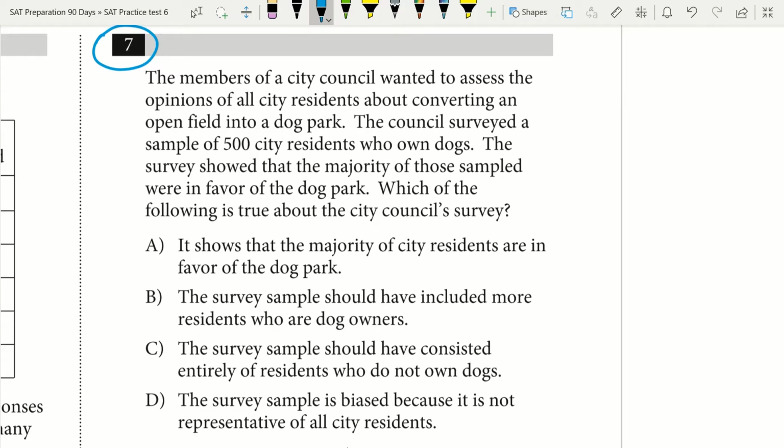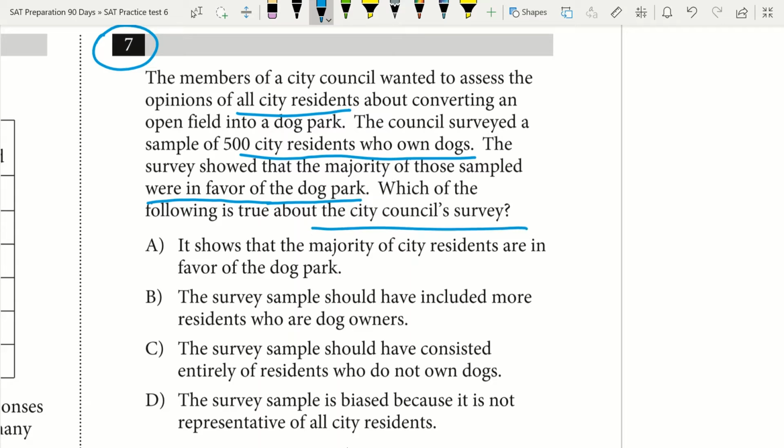The question states: the members of a city council wanted to assess the opinions of all city residents about converting an open field into a dog park. The city council surveyed a sample of 500 city residents who own dogs. The survey showed the majority of those sampled were in favor of the dog park. Which of the following is true about the city council survey?